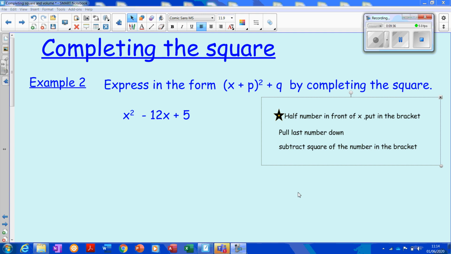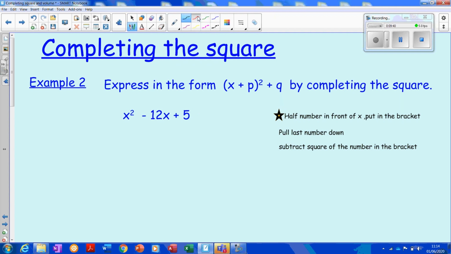So next example, expressed in the form x plus p all squared plus q. So that's what it looks like. Now it could be a and b in there, it could be any letters at all. Right, so we've got x squared minus 12x plus 5. So we're going to halve the number in front of x. So the number in front of x is minus 12. So we're going to halve that and put it in the bracket.